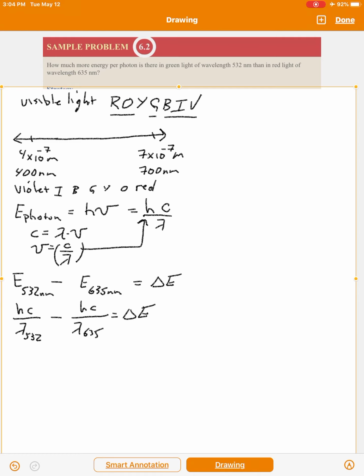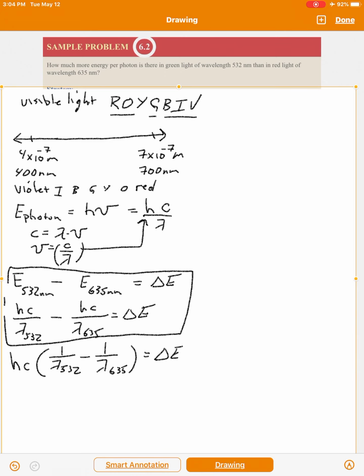And what you could do is be a little bit more clever, and factor out the hc and make this hc times 1 over lambda 532 minus 1 over lambda 635. That would work also. So you could do either of those 2 approaches. I'll go ahead and use this approach right here for this particular problem. Okay, so let's see if we have room over here. Let's try it. Okay, so the energy.